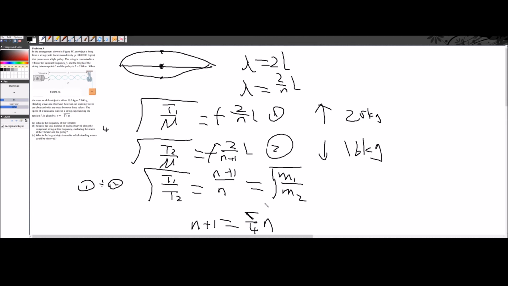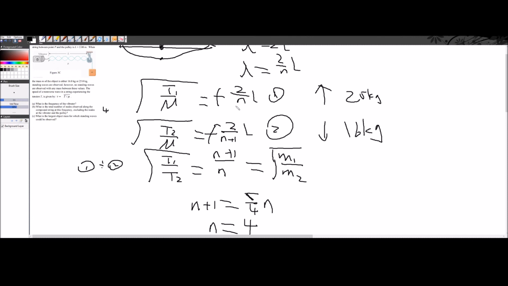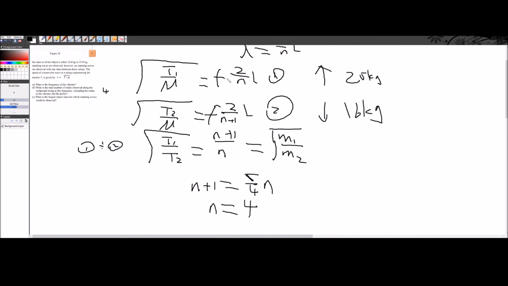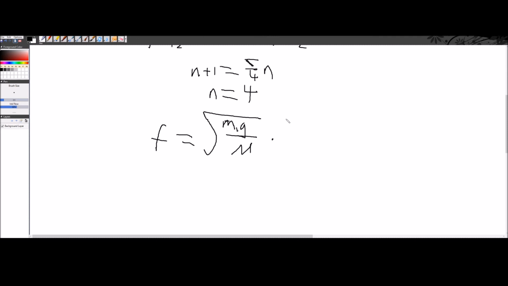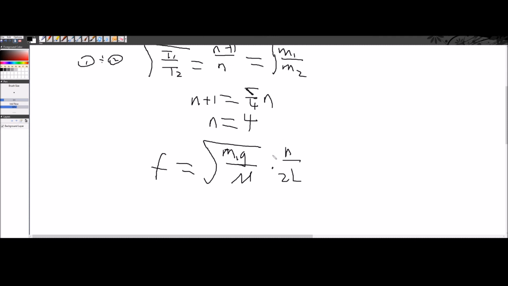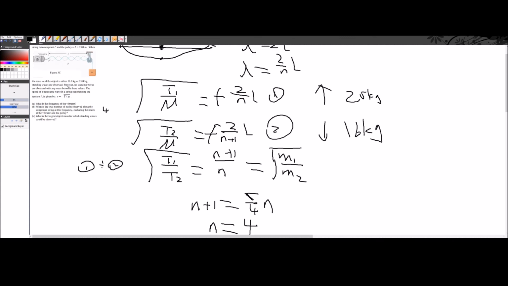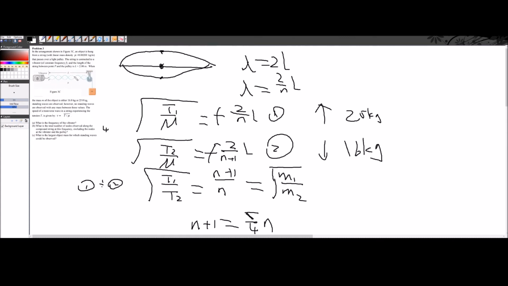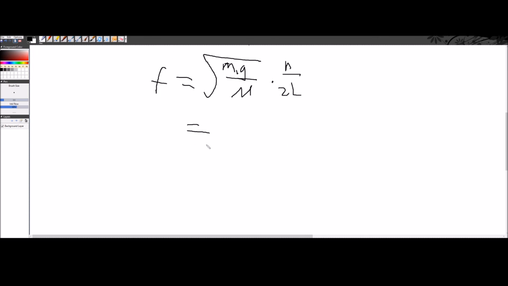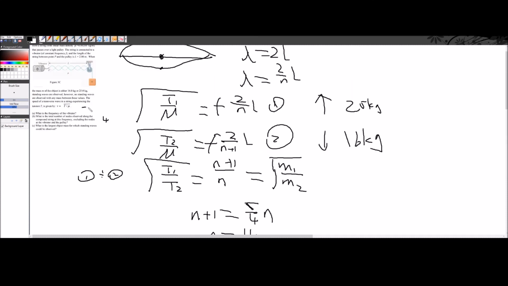Now for the frequency, we know n, so we can just plug in. Let's write the equation again, but rearrange for frequency. The frequency is going to equal the square root of mass 1 times gravity over mu, times n divided by 2L. Now we plug in n equal to 4, L equal to 2 meters, M1 is 25 kilograms, g is 9.81, and mu is 0.002 kilograms per meter. Calculating it, we get a frequency of 350 hertz. So the vibrator is 350 hertz.